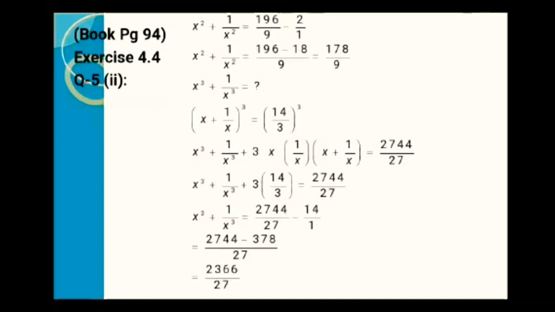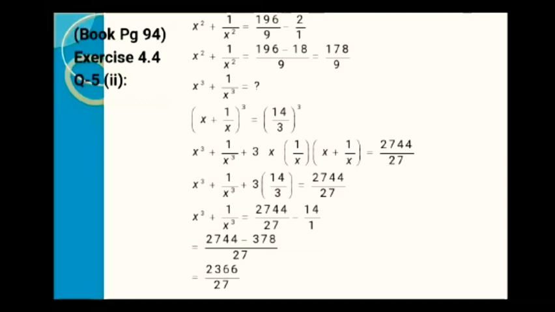Now the 2 will be shifting from left to right. 196 over 9. We will convert it into a fraction, that will become 2 over 1. Taking LCM, 196 minus 18 over 9, which will be equal to 178 over 9. So student, this is the value of x square plus 1 over x square. I hope the steps are clear to you. Now we will proceed to the third value.